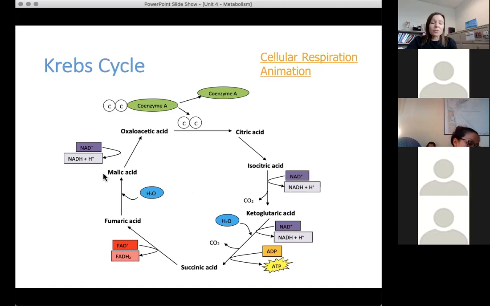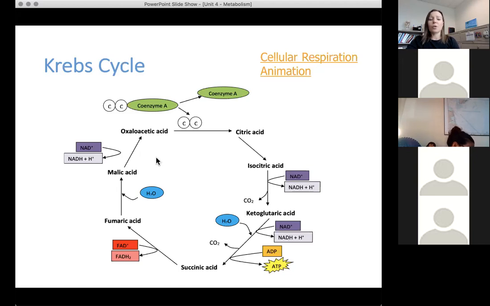During one round of the cycle, you can see that you're making a molecule of ATP and you're also reducing several coenzymes. So you're taking energy away from these acids and you're storing it with these coenzymes. And remember, just like with the first 2 steps, all of that stored energy is going to be saved to be used in the very last step of cellular respiration.